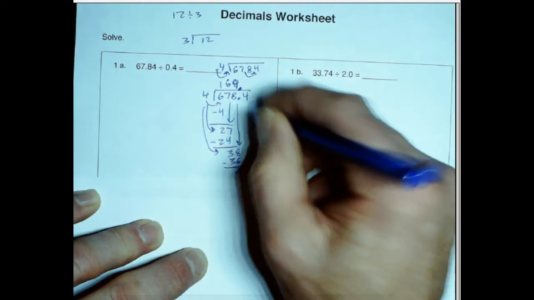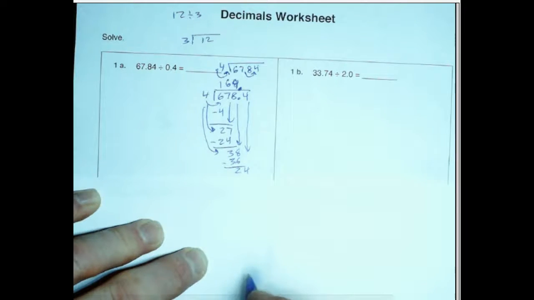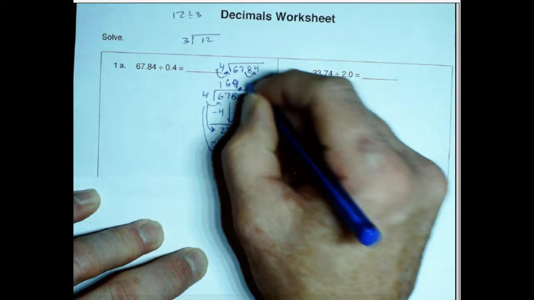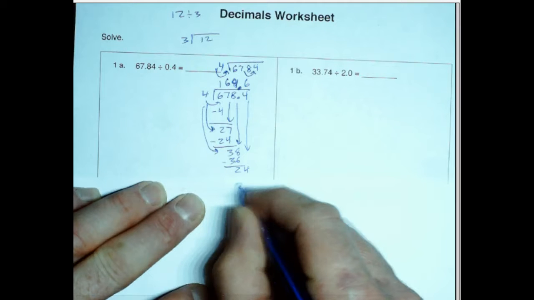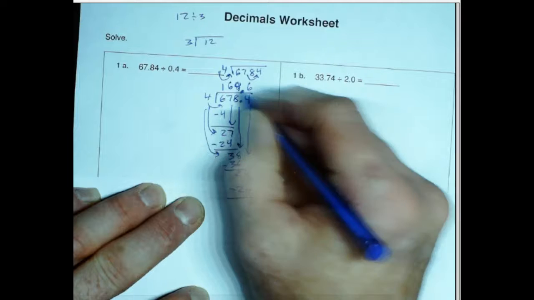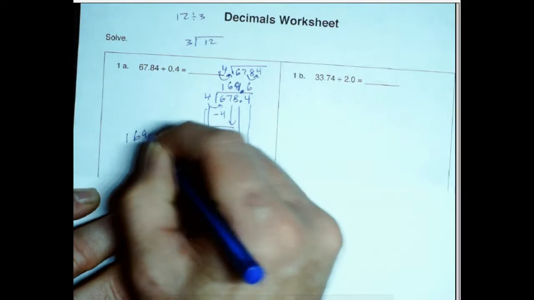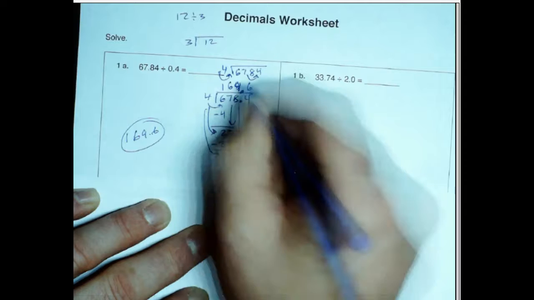And then we can bring down the 4. And we'll see that 4 goes into 24. Goes in there 6 times. So we've got 24, and subtract that out. We've zeroed it out. So our answer right up here is 169.6. I apologize for my little overwrite here.